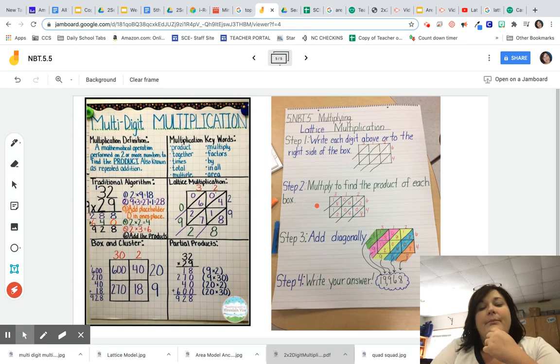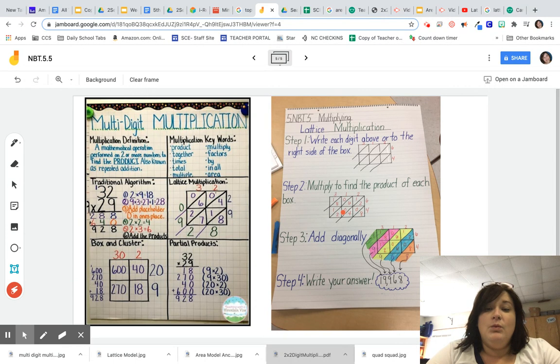You're going to then multiply to find the product of each box. So for instance, to start over here, you would multiply 2 times 4, and that would leave you with 8. Well, 8 has nothing in the tens place, so you could put 0 there, and then 8 in the ones place. Above, you would multiply 2 times 6, which equals 12. Well, that's 1 in the tens place and 2 in the ones place. 1 times 6 is 6. That is 0 in the tens place, 6 in the ones place.